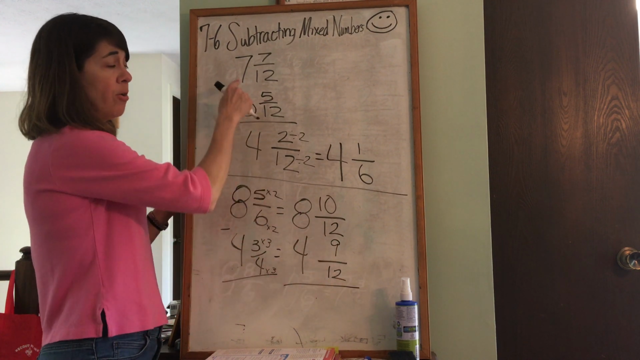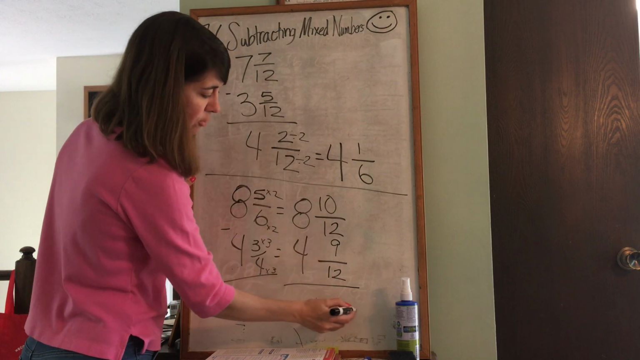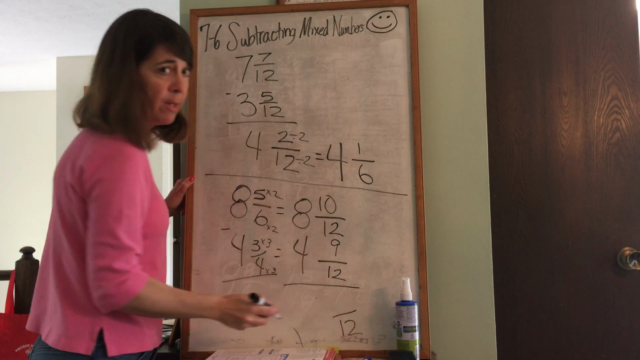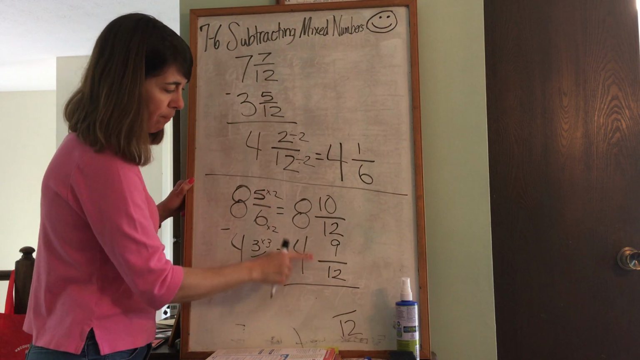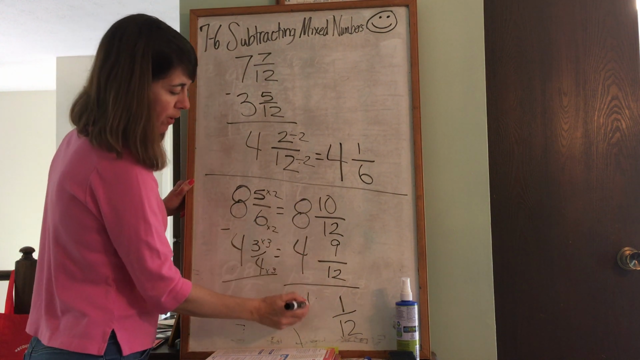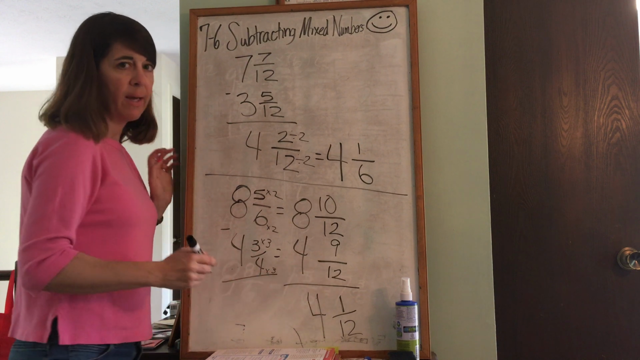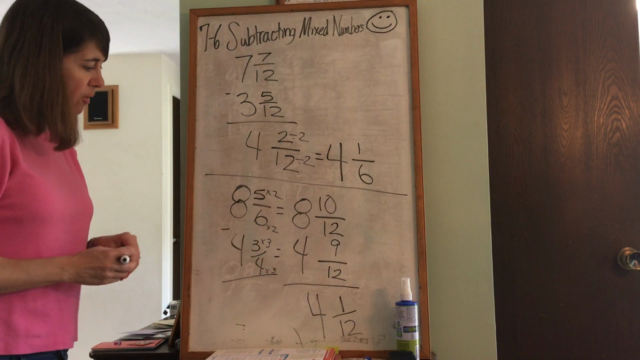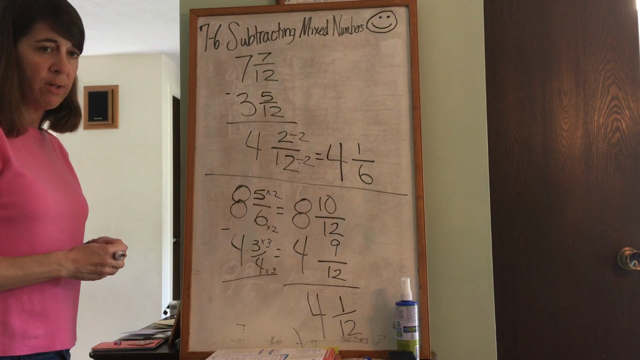Now we can do our work just like we did up here. We're keeping 12s as our denominator. Hopefully you can see down this far. 10 minus 9 is 1, and then 8 minus 4 is 4. And so we've already got that simplified. We're all set there with our answer of 4 and 1/12.